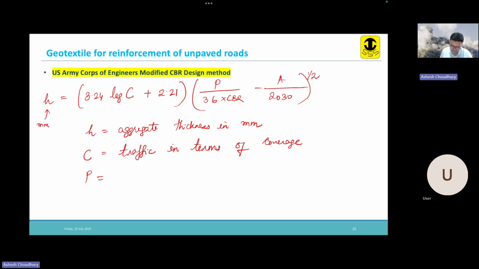the average equivalent single wheel load. P is the equivalent single wheel load in Newton, and A is the tire contact area in square mm.